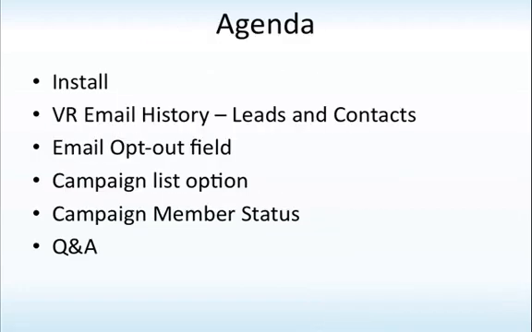First of all, this is what we're going to go over today. I'm going to talk a little bit about the installation of Vertical Response in your Salesforce app. I'm going to talk about how to see the VR email history on your leads and contacts. That's one of the prime things that doesn't get installed, and so we're going to go over that. I'm going to talk about the email opt-out field. I'm going to talk about the campaign list option, campaign member status, and then there'll be Q&A. And before I get to Q&A, I'm going to talk a little bit about some of the things that can cause your list to be zero, which is something that happens a lot for new users as well. So with that, let's go ahead and jump into the webinar.